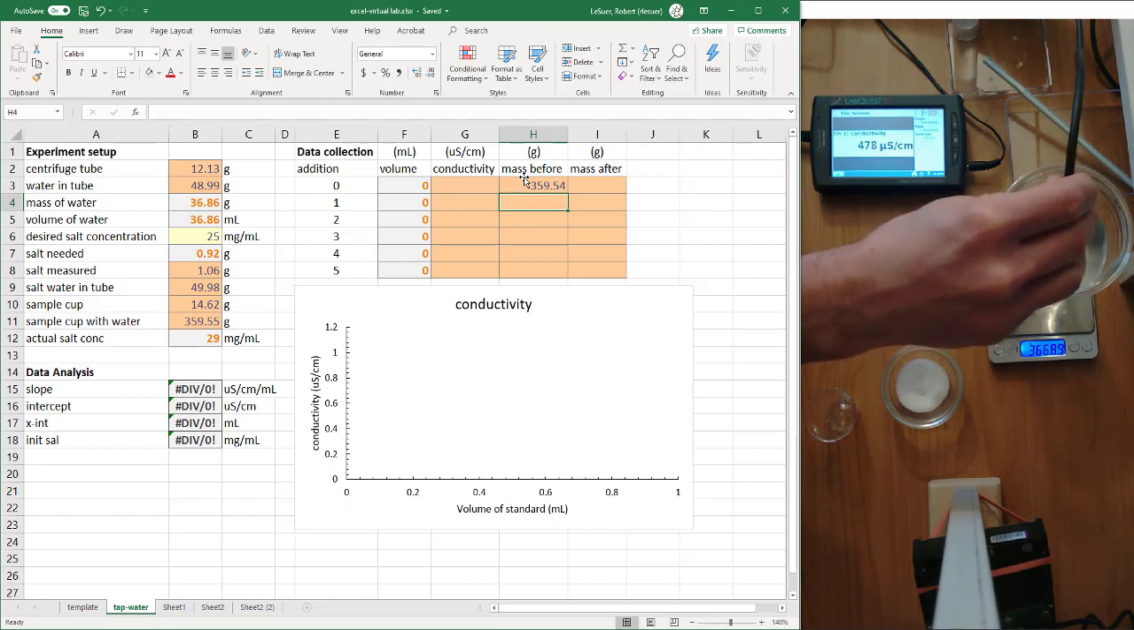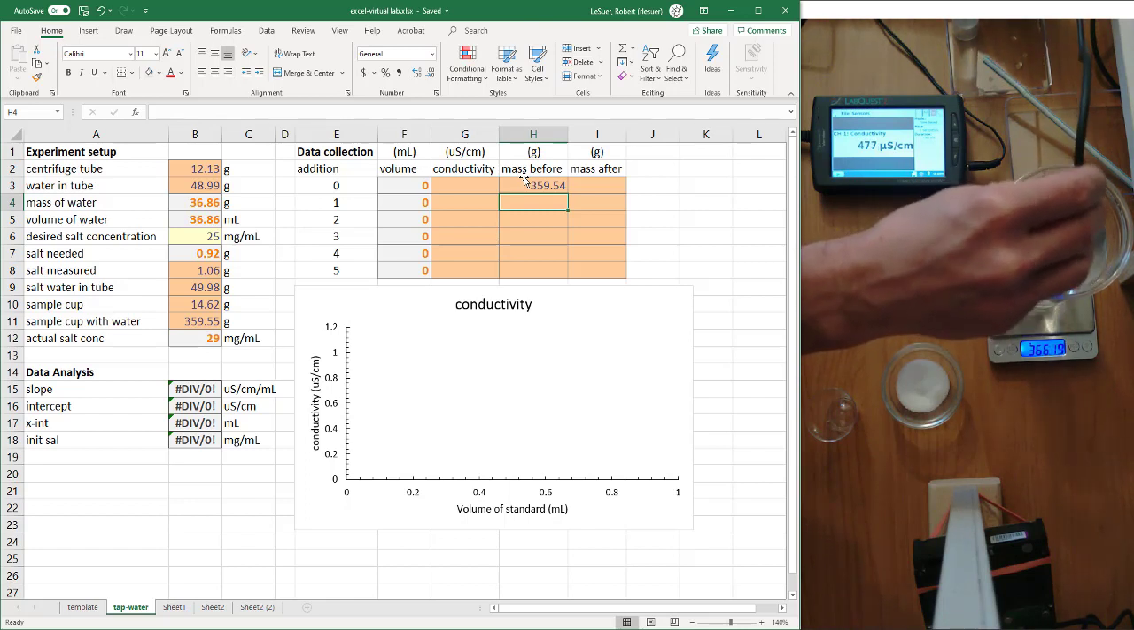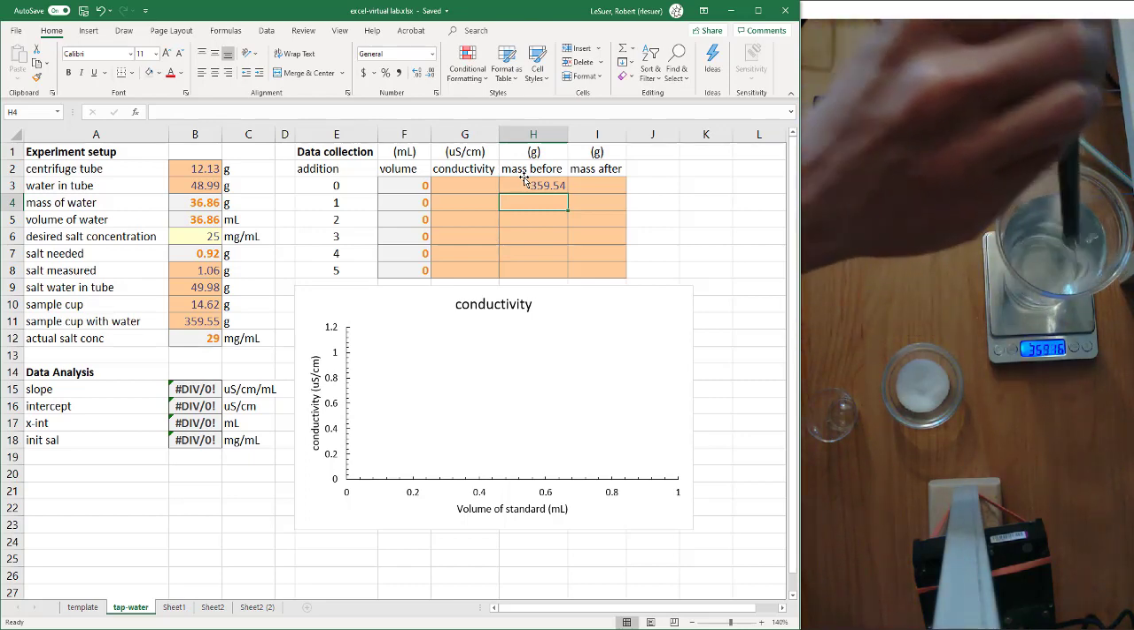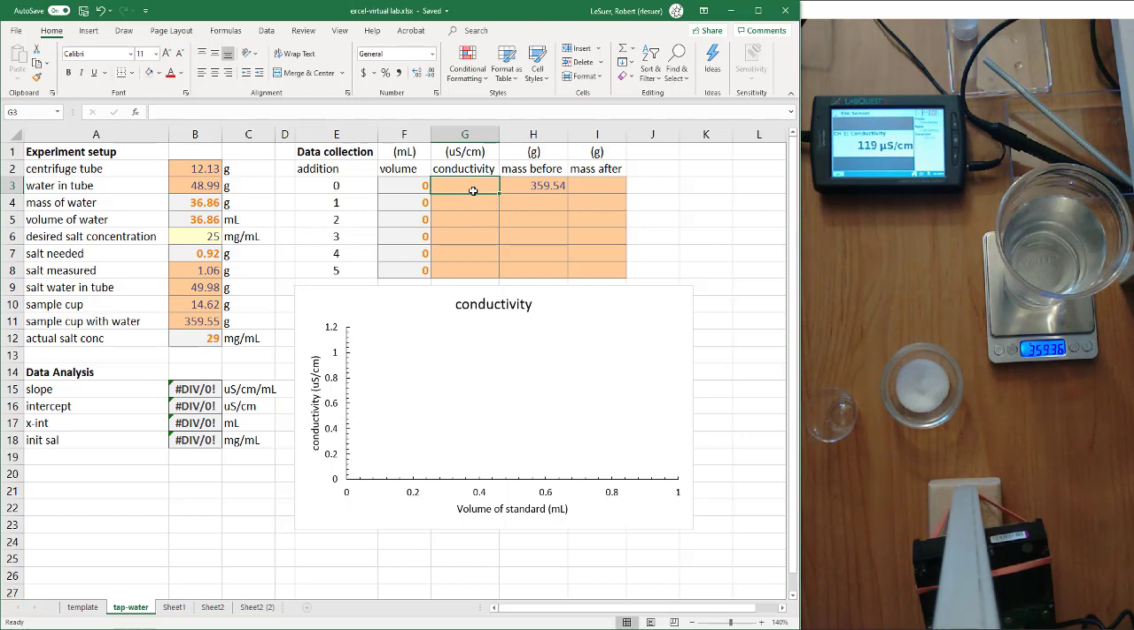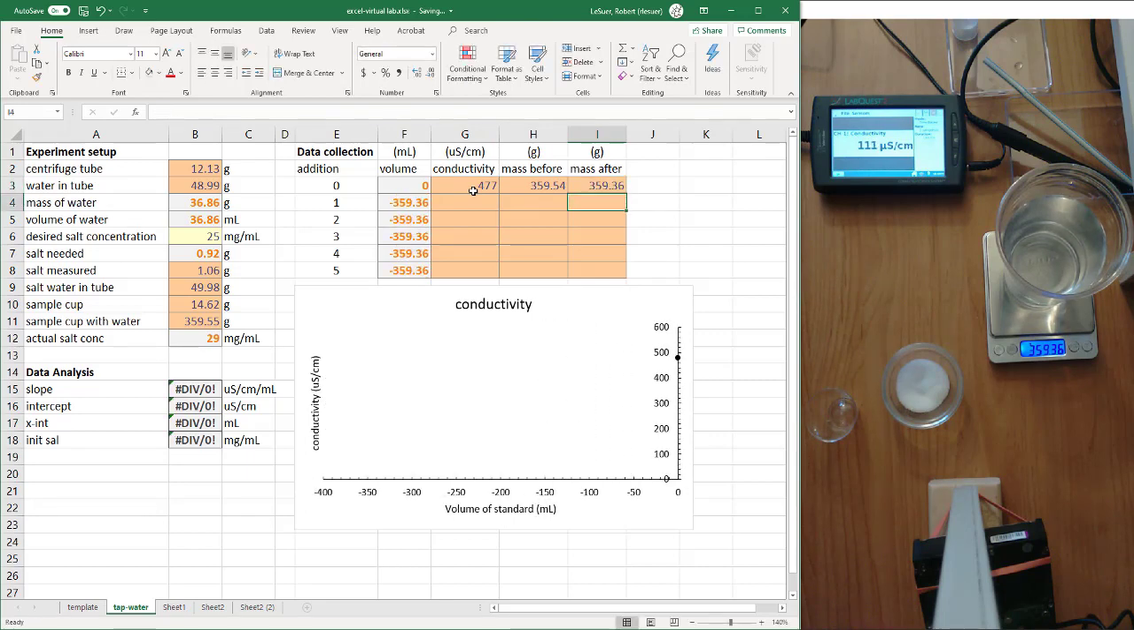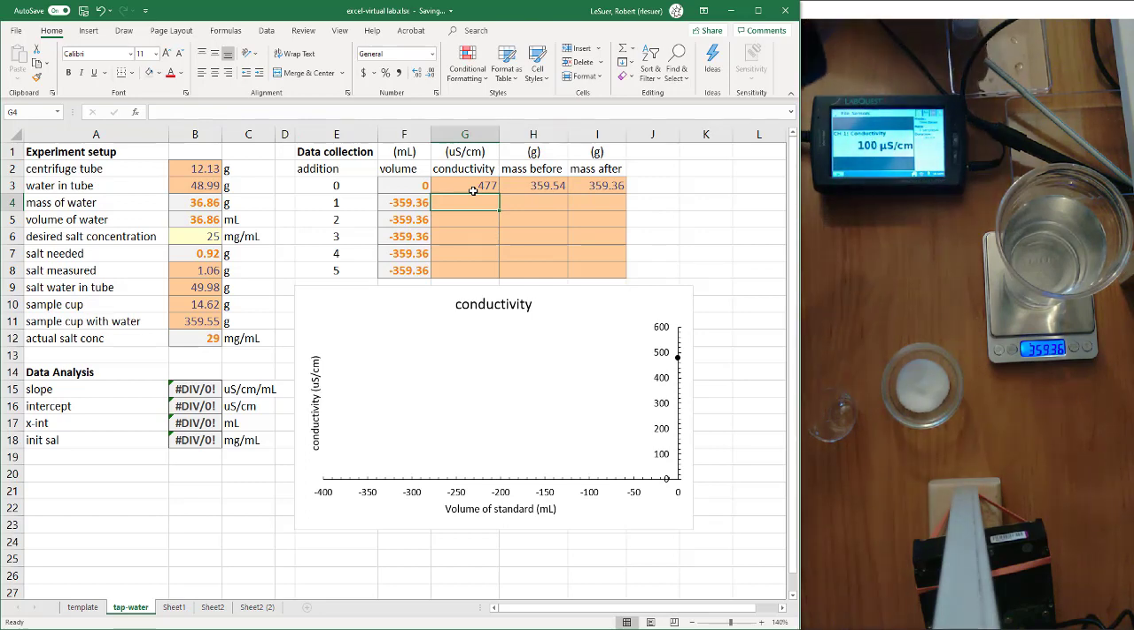I read 477, 478, 477. We'll do 477. And the mass after is 359.36. So yeah, you see that we lose a wee little bit of liquid.